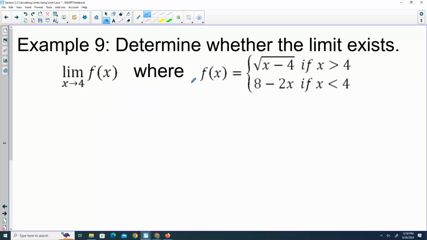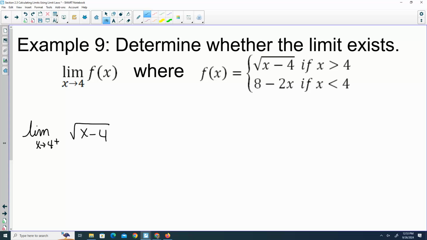So here's a piecewise function. I already gave you the pieces. I want you to figure out if the limit exists, and if so, what it is. We are approaching 4. So if I am approaching 4 from the right, that means bigger than 4. Which piece am I on? The top one. Okay. Can you plug in 4 here?